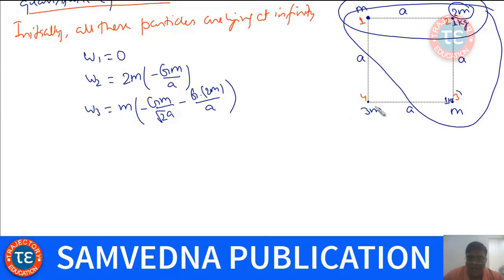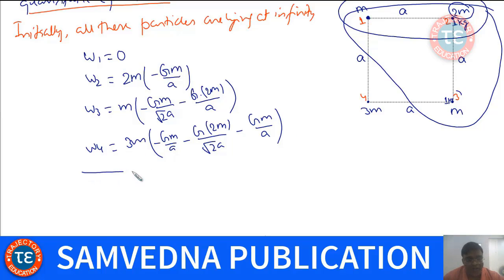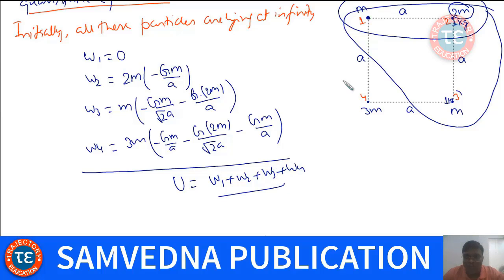Now the system is this. Now I have to bring the fourth particle. So again, the work done in bringing the fourth particle will be how much? 3m into the potential due to these three particles at this position. That is minus Gm by a. Potential due to the second particle at this position is, and then the potential due to the third particle at this position is, right? So this is how you can find the work done. And your potential energy is how much? Potential energy denoted by U is the sum of this work done. Okay. So this is how you can find the potential energy for a given system.